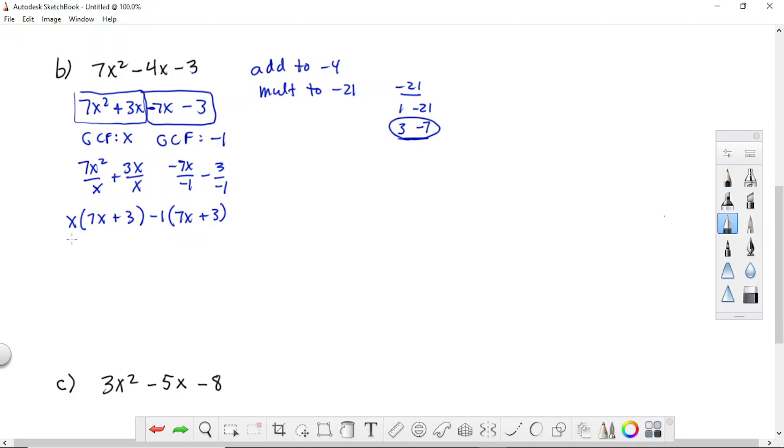So we factor that binomial out from each of these products. We factor it out of that product. We factor it out of that product. So we factor it out of the first one, 7x plus 3. It leaves the x. This x here is what's left. And then factor it out of the second one, and we're left with negative 1. Okay? So that's it. We're done.